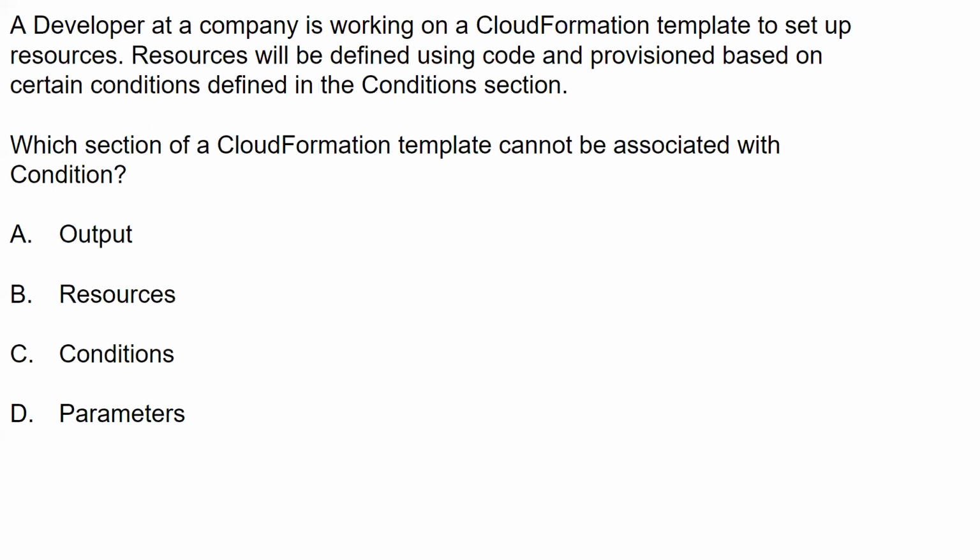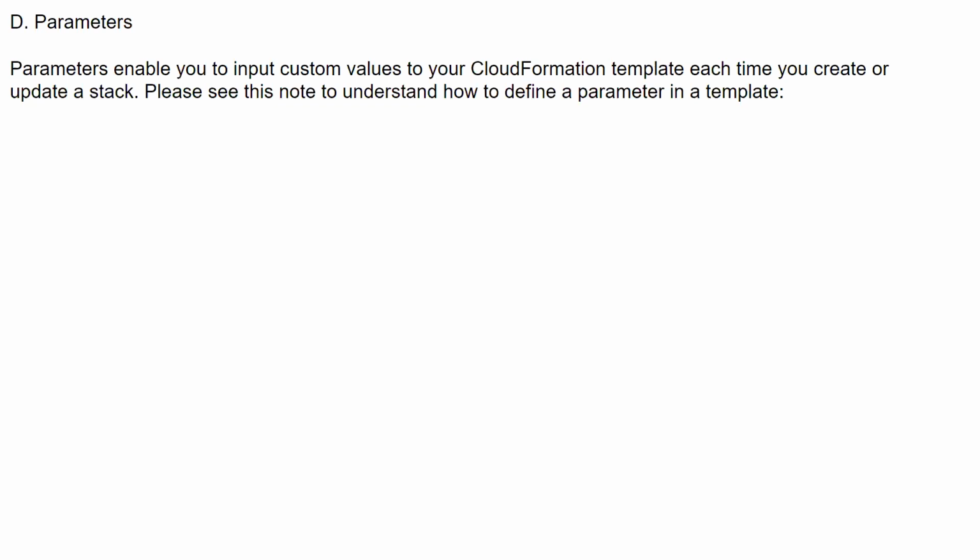A developer at a company is working on a CloudFormation template to set up resources. Resources will be defined using code and provisioned based on certain conditions defined in the conditions section. What any of that means. Which section of a CloudFormation template cannot be associated with a condition? Output, resources, conditions, parameters. Parameters. Okay.